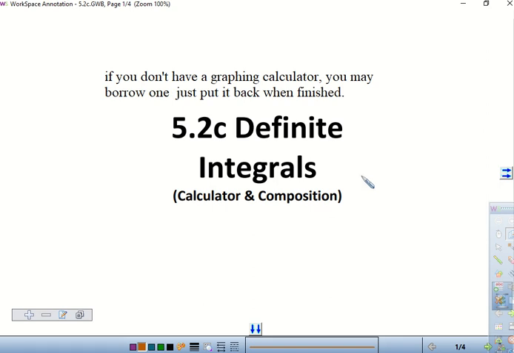So, I gave you the whole disclaimer about calculators. We will not be allowed to use them on tests, but it's just for practice and understanding purposes of why we're doing it.